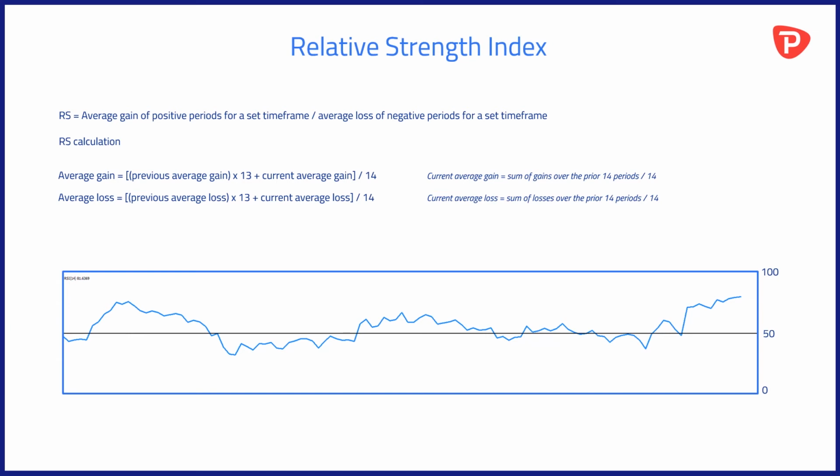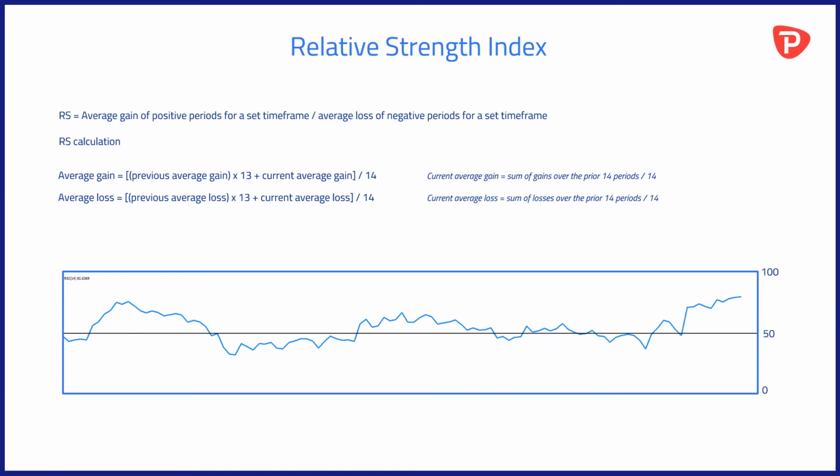The current average gain is the sum of gains over the prior 14 periods divided by 14. Calculating the average loss is done by multiplying the previous average loss by 13 and adding that to the current average loss and dividing it by 14. The current average loss is the sum of the losses over the prior 14 periods divided by 14.